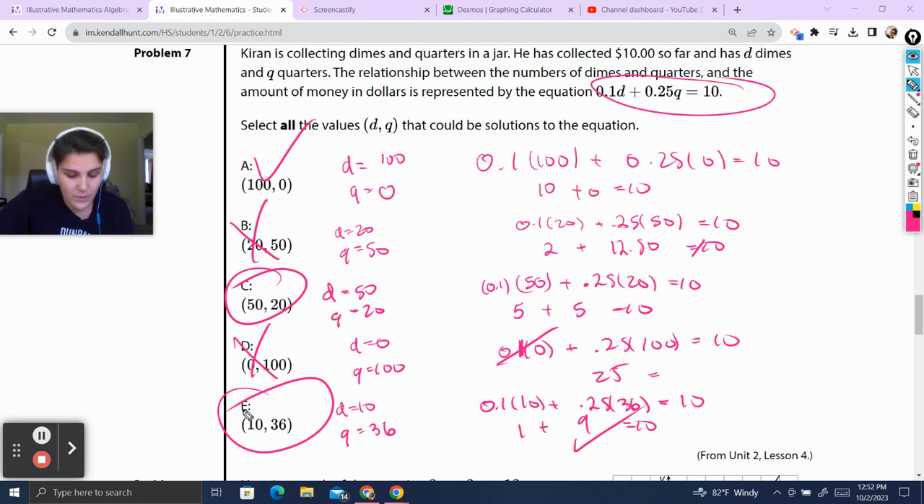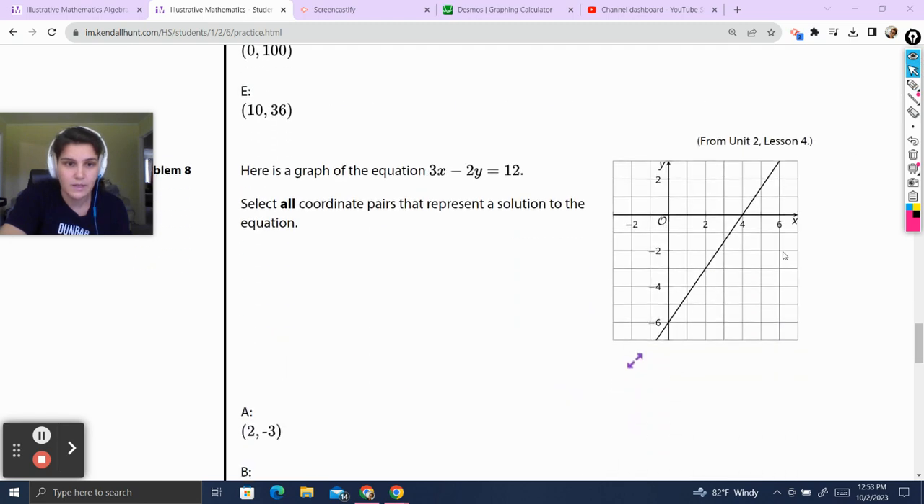I personally always like expressing what is equal to what, so when I'm plugging and chugging, I know exactly what I'm doing. But if you're comfortable not doing that, go ahead and do what's best for you. There are always multiple ways of solving the same questions.